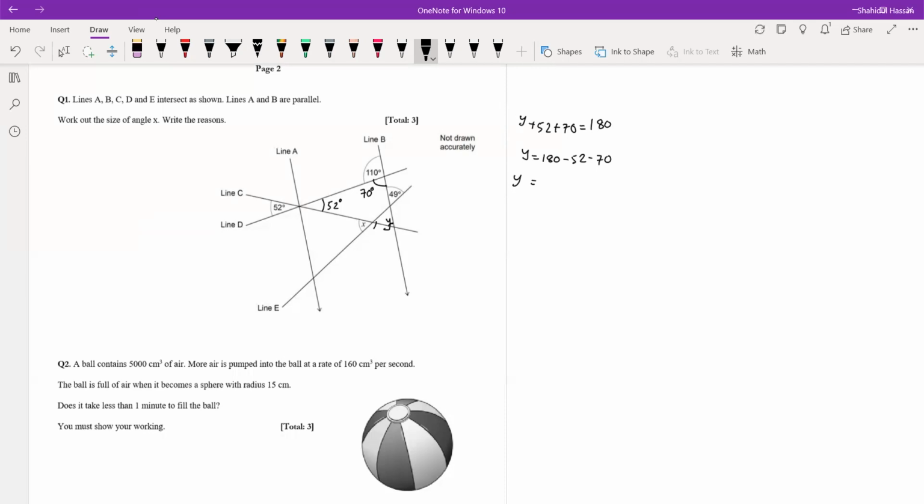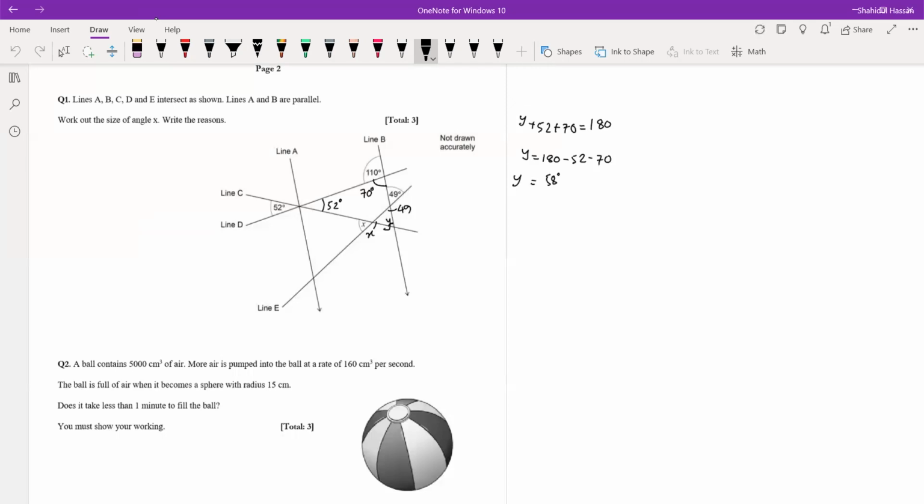Okay, so we have a small angle X here, and this angle should be 49 degrees. Can you help me with the value of Y, students? 180 minus 52 minus 70. Can you help me with the value of Y? Sir, it's 58. 58 degrees. The value of Y is 58.